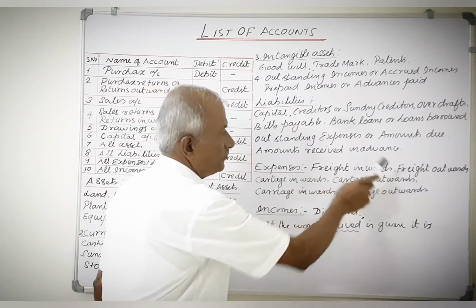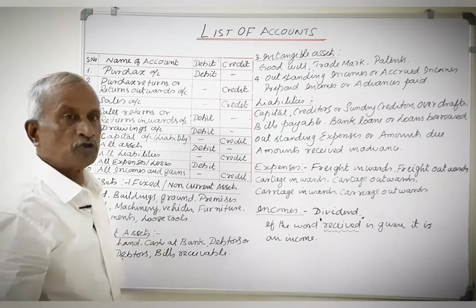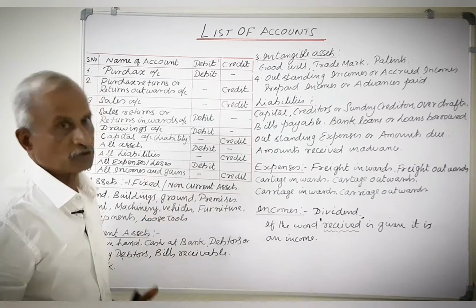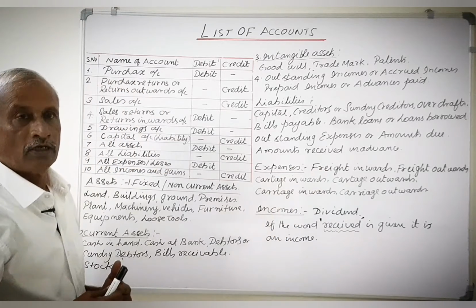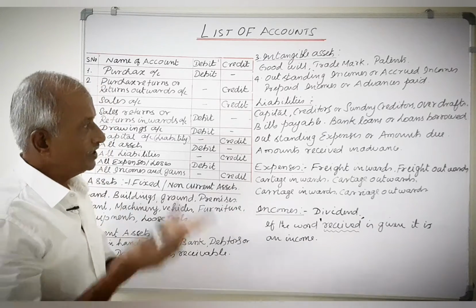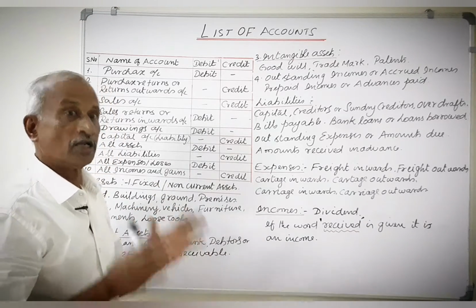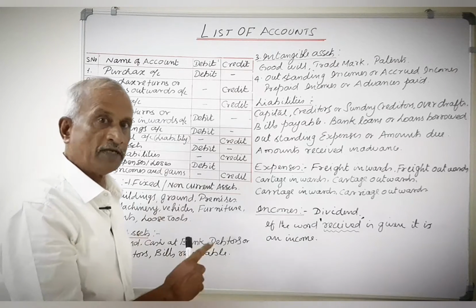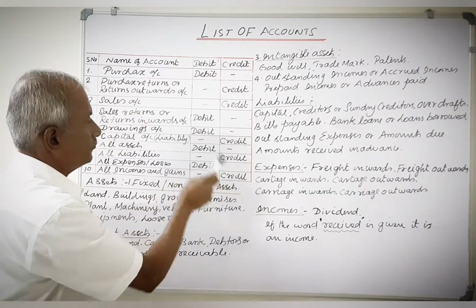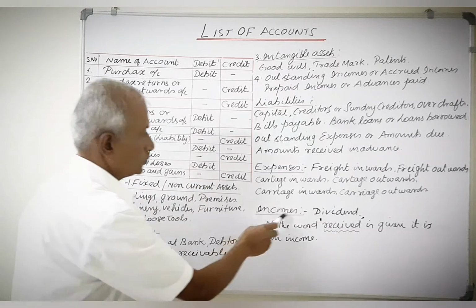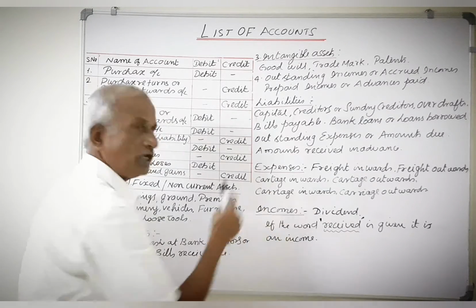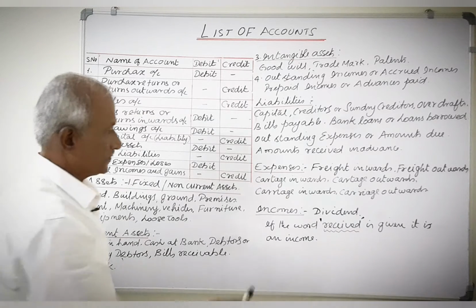If you come across inwards, it means transport charges paid for bringing the materials inside the business or inside the factory for production. Outward means it is the expenses paid for selling the goods. Whether it is inwards or outwards, both are expenses, so take them on the debit side of the trial balance. Then all incomes and gains will appear on the credit side. I gave you one example, dividend. Dividend is an income, so show it on the credit side of the trial balance.